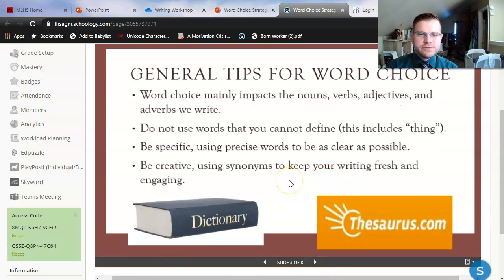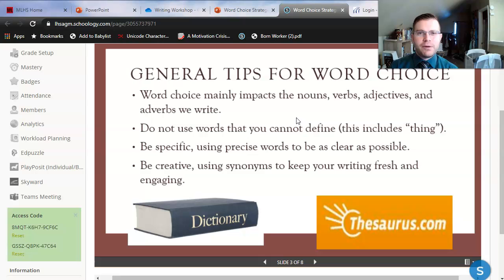Here's some general tips for word choice. So this isn't attached to any specific part of speech. These are just some tips in general that you should follow to improve your word choice overnight. So small things you can do. For one, we should know word choice mainly impacts the nouns, verbs, adjectives, and adverbs we write.